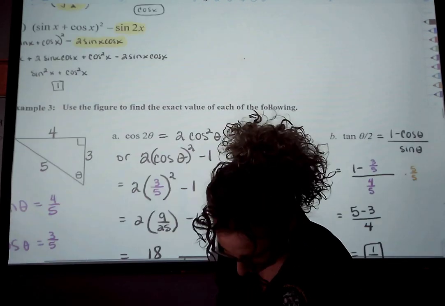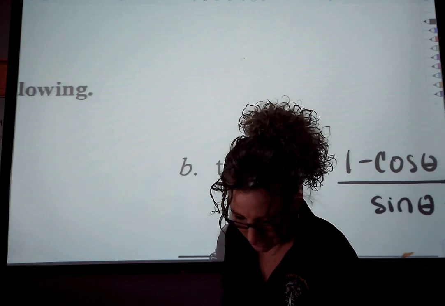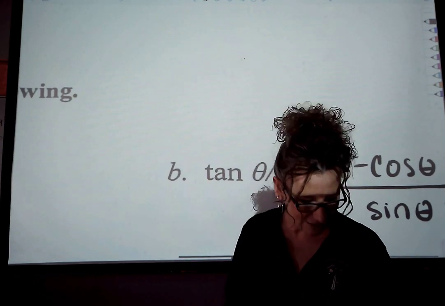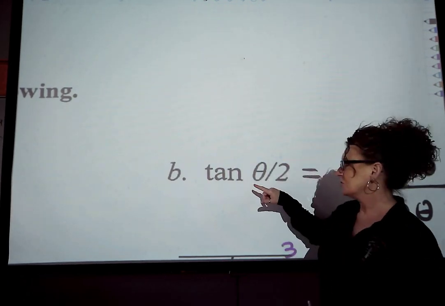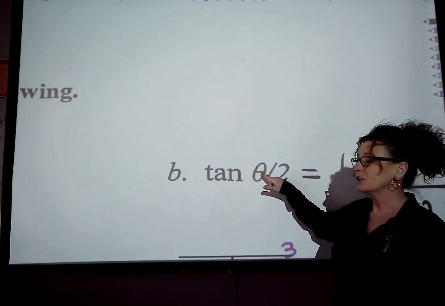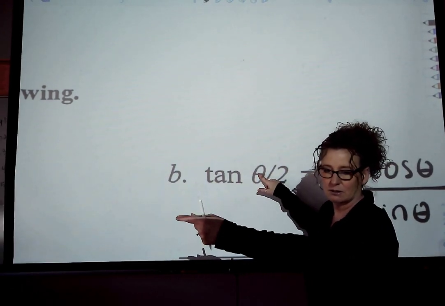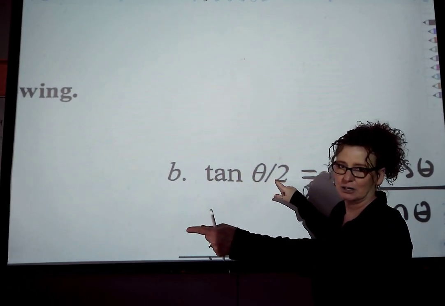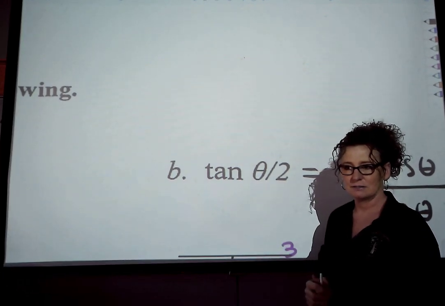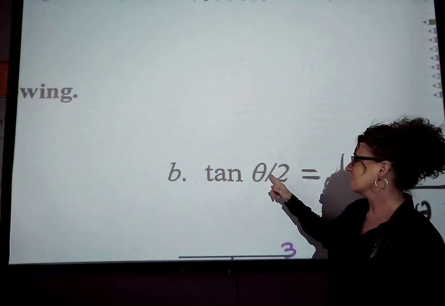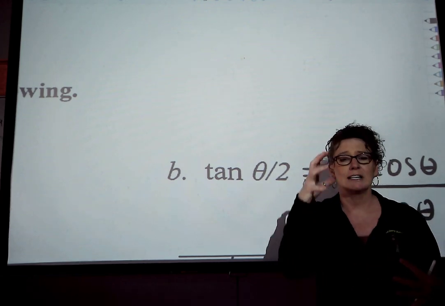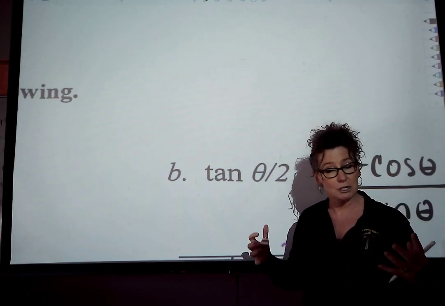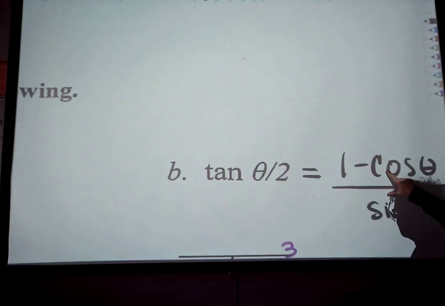Next one. Use the formula. This time, I want to do the tangent fraction for not the angle in the picture, but half of the angle in the picture. It was already acute. Now, divide it by 2 and make it even smaller. Now, what's the tangent fraction? That's what we're doing. So, here's the formula.